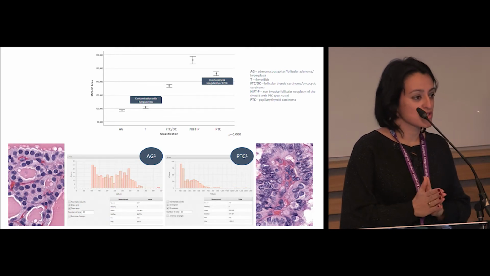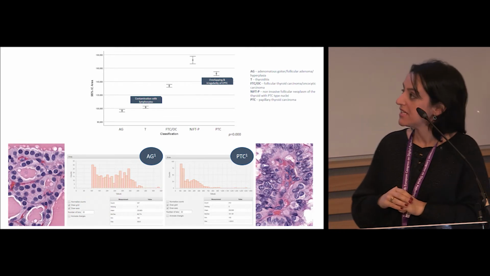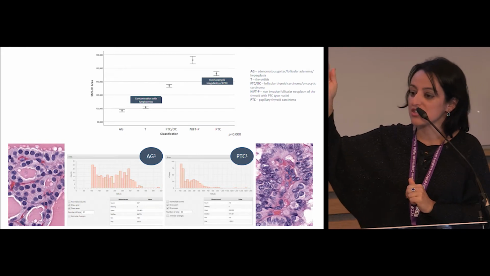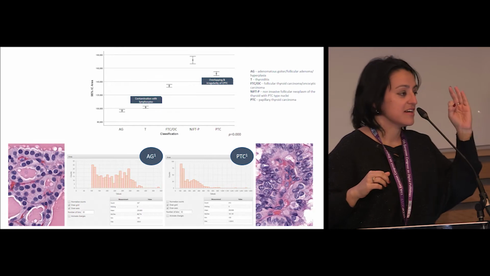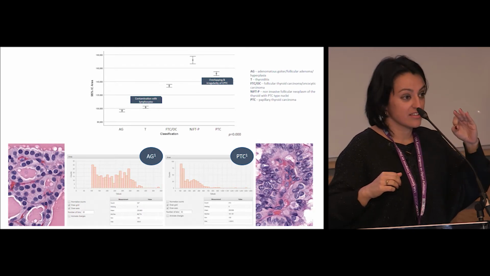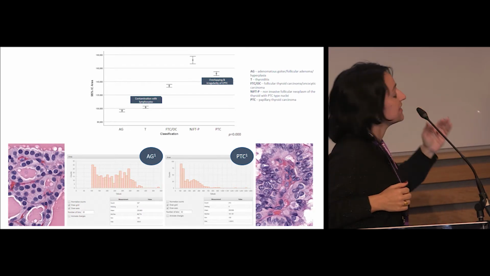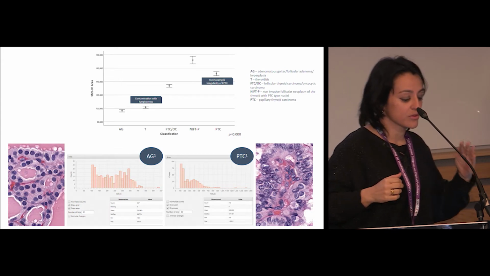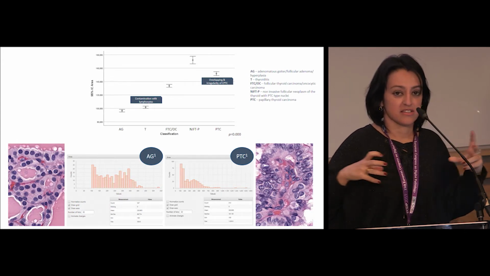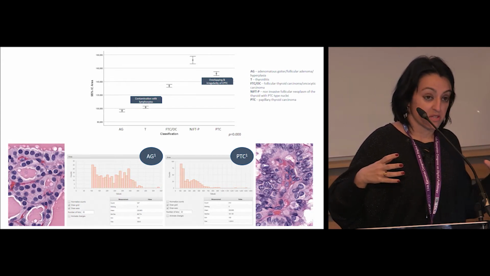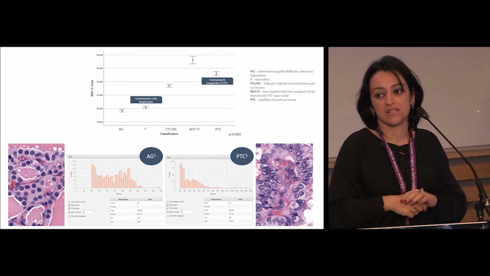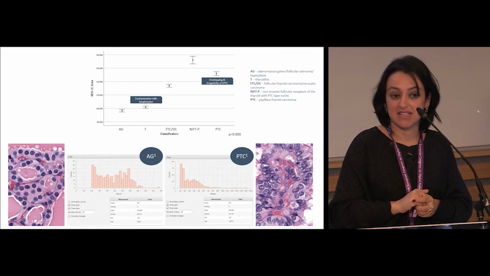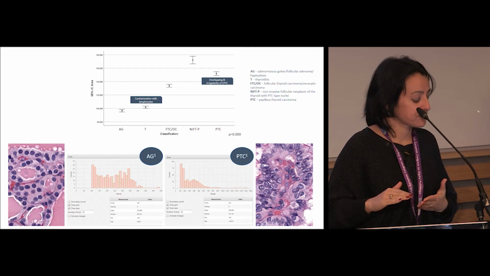So I will try to explain briefly what we are seeing here. On that side, you're seeing a picture of a benign lesion, an adenomatous goiter. See, the nuclei are round, dark, and very regular. On this side, you're seeing typical PTC type nuclei. They're irregular, they're squared, they're clearer than the other ones, and they have something that can really be a problem in this analysis. They're overlapping a lot.